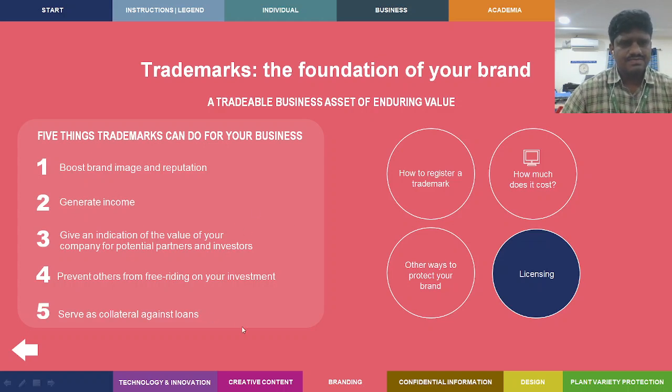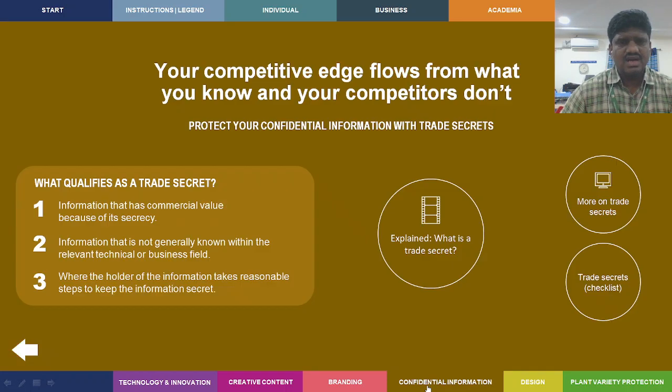Next, you can protect your confidential information also, with a trade secret. So what qualifies as a trade secret? These are the three important points you have to remember. First, information that has commercial value because of its secrecy. Most of these are formulas, any research formulas or product formulas that are secret, confidential information.